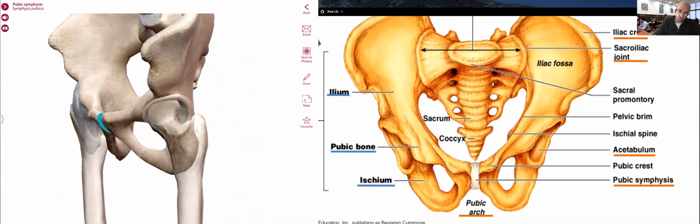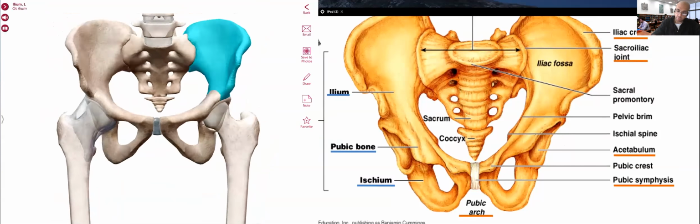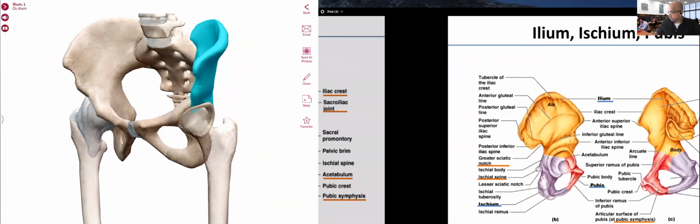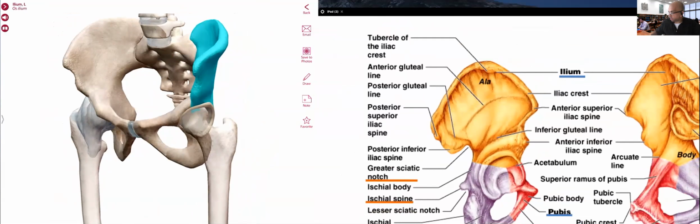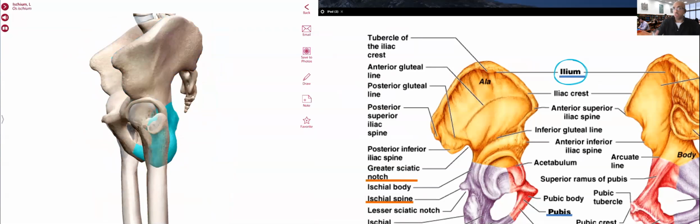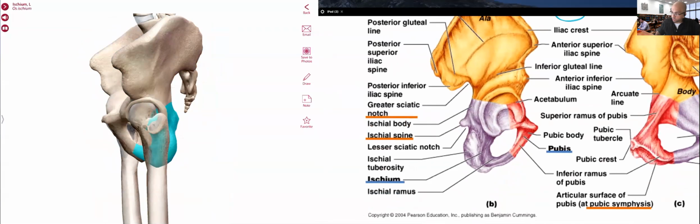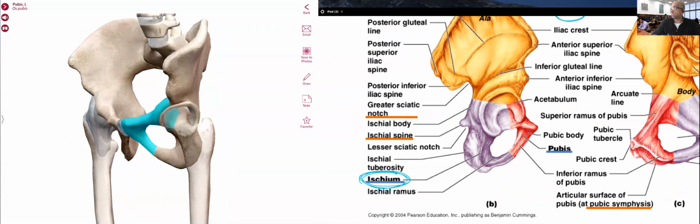The coxal bone or the hip bone is formed of three fused bones. First bone on here is going to be my ilium or iliac bone. This is my ilium, the yellow one. All this yellow one is my ilium. If we're looking on here, the bone that you are sitting on right now is called the ischium or ischial bone. And the anterior part of the coxal bone is called the pubis or the pubic bone. So again, three fused bones that will share in the formation of the hip bone or the coxal bone. First one is my ilium. Next one is my ischium. And the third one is my pubis or pubic bone.